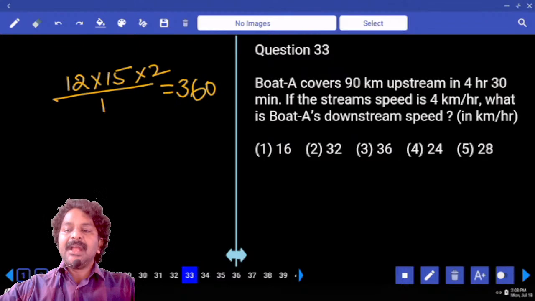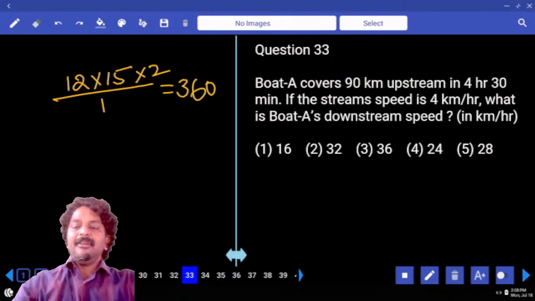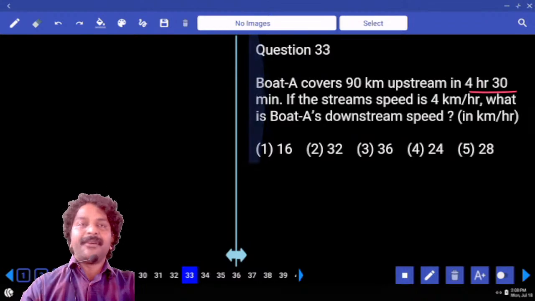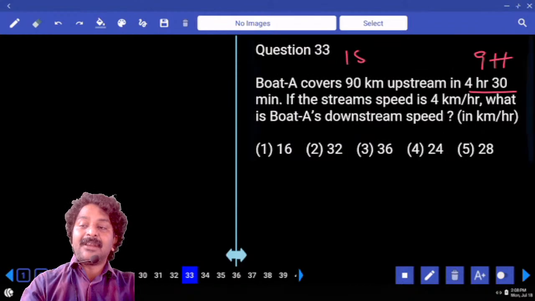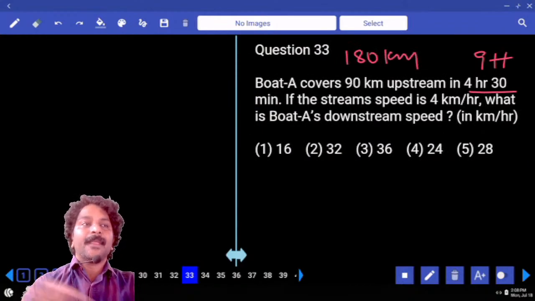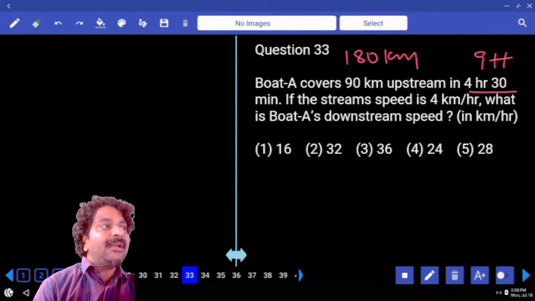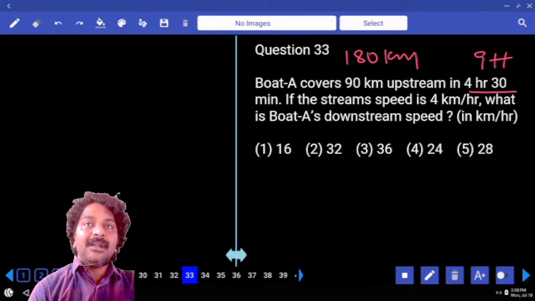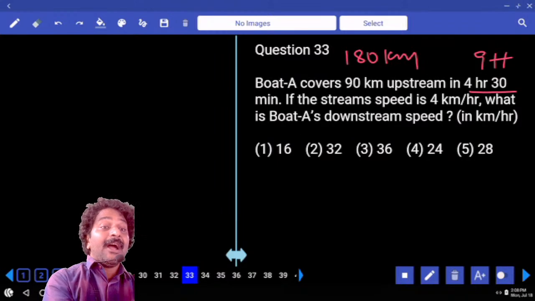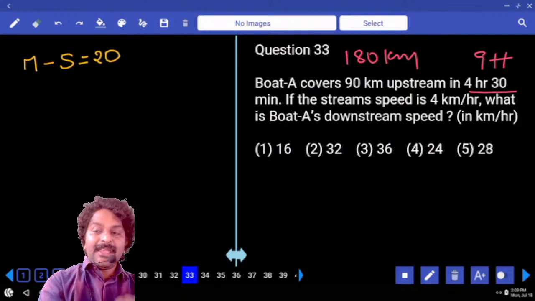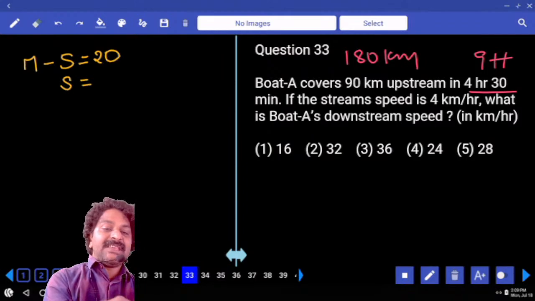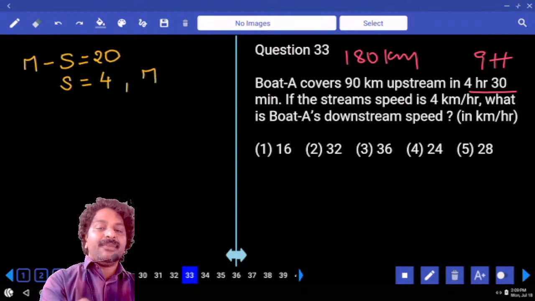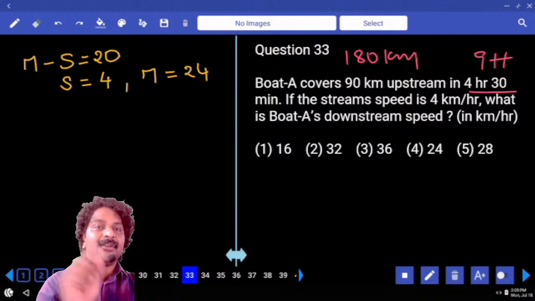Next, boat A covers 90 kilometers upstream in 4 hours 30 minutes. That is 4.5 hours only. That means in 9 hours, that is double the time, it will cover 180 kilometers. From this, per hour, 20 kilometers. Which stream? Upstream. M minus S is equal to 20. If the stream speed is 4 km per hour, S is equal to 4. From these two we can derive M is equal to 24 only.